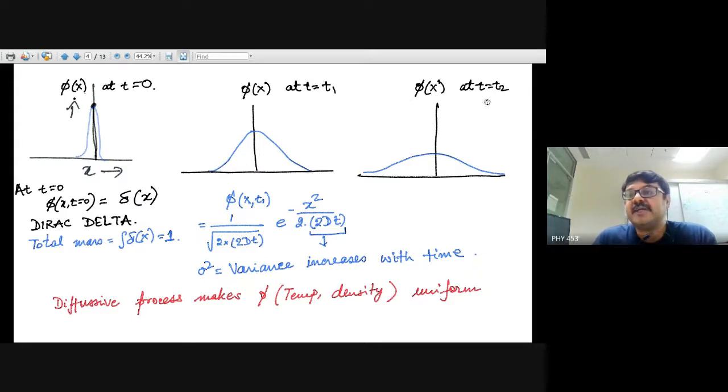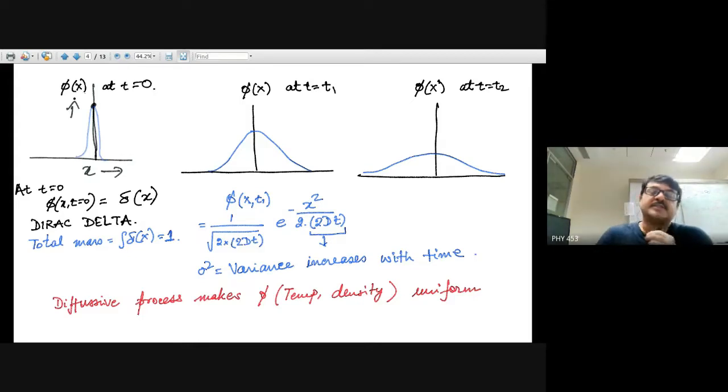So at a later time t, it would spread even more, because the variance has increased. It's 2 dt. And of course, this is a Gaussian function, and here also you have 2 sigma, which is 2 dt, and variance increases with time. And what is the message? The diffusive processes make phi, being the field, like a temperature or density, uniform.